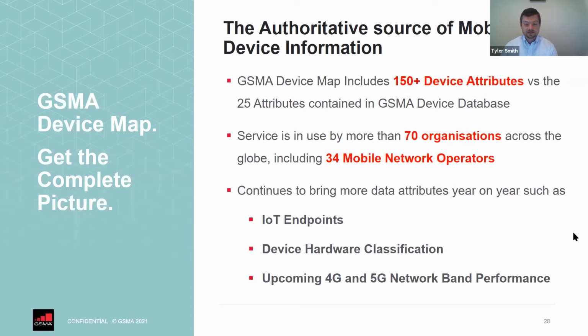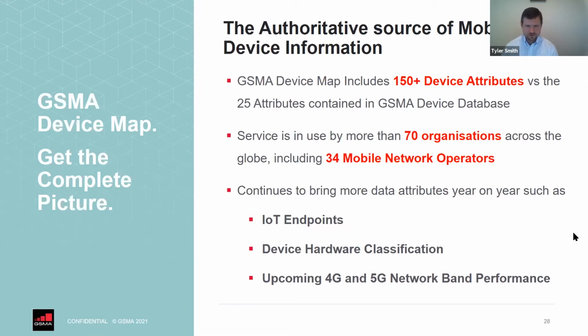So in essence, this device map service is a richer database service than our standard device database offering, which some of you may be familiar with. Currently, this service is in use with more than 70 organizations across the world, and about 50% of those, give or take a few, are mobile network operators. Another key thing I'd like to point out today is that we're continually investing in this service and in all of our database services, and that we bring more and more unique data attributes year over year.